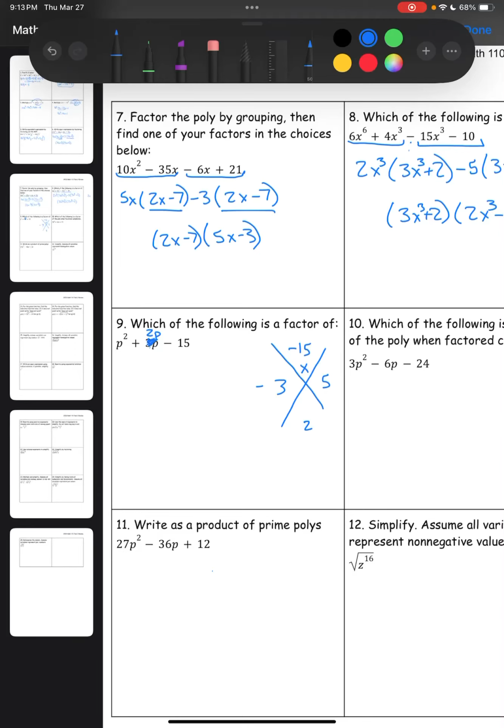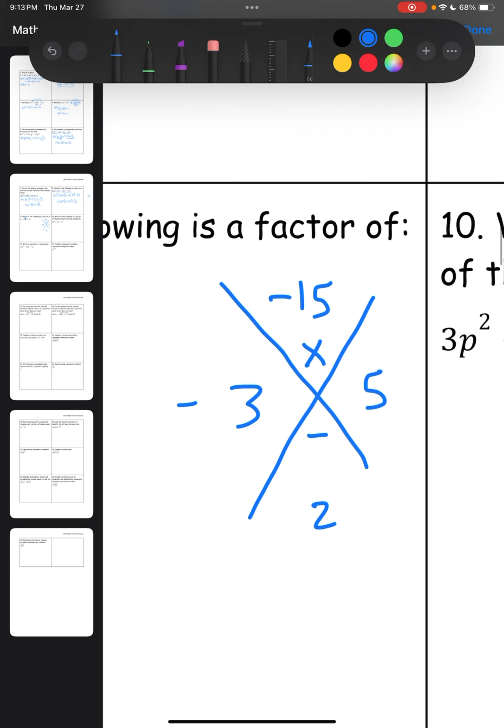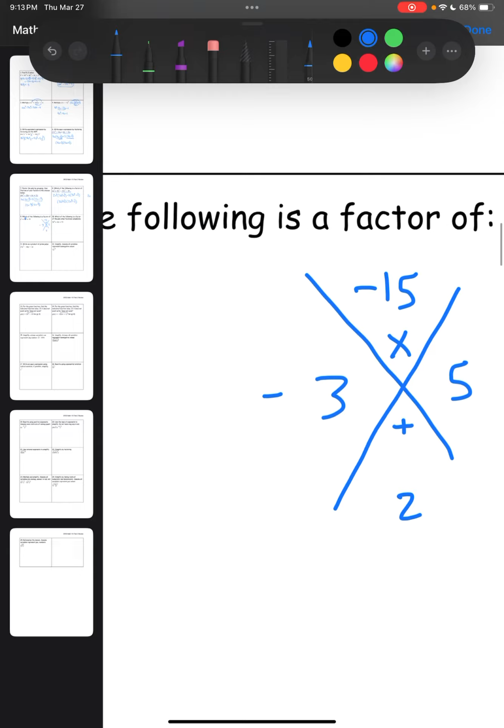Alright, so this should be our video. We're going to start with 9. If you see here, I've written in the change. It was 2p actually, and I've already shown my thing here where it needs to multiply to negative 15 and add to 2, which is our negative 3 and 5.